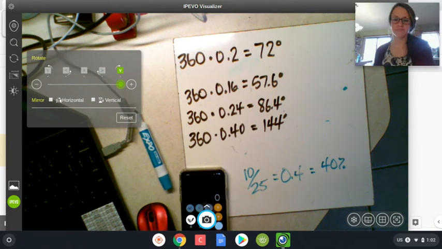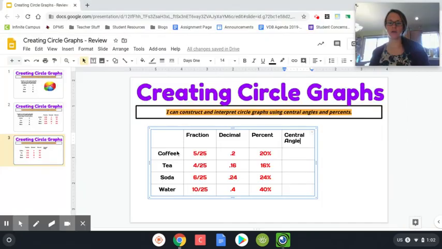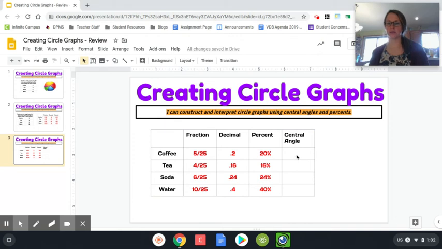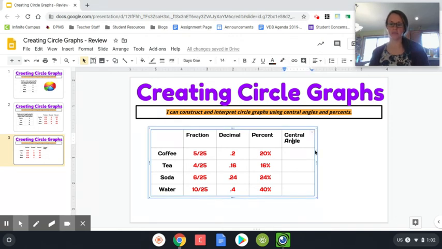I'm good. So now I know how many degrees each of my angles are, so I can enter them into my table. Coffee would have been 72 degrees, and tea was 57.6 degrees. Soda was 86.4 degrees, and water was 144 degrees.